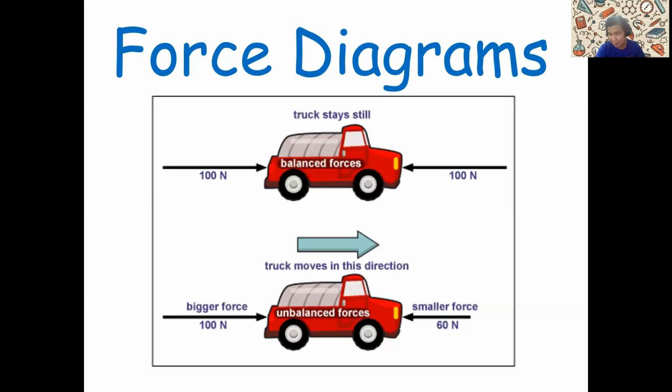Now, let's look at the second diagram. The truck starts moving towards the right. Look at the bigger force, 100 newtons, and look at the smaller force, 60 newtons. Can you see how different they are? The arrow of the bigger force is much larger than the arrow of the smaller force. It becomes unbalanced and it forces the truck to actually move towards the right.